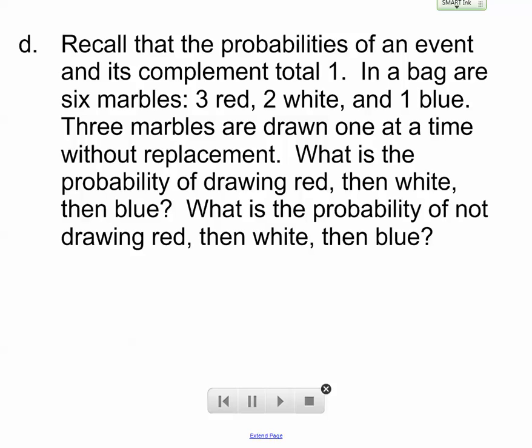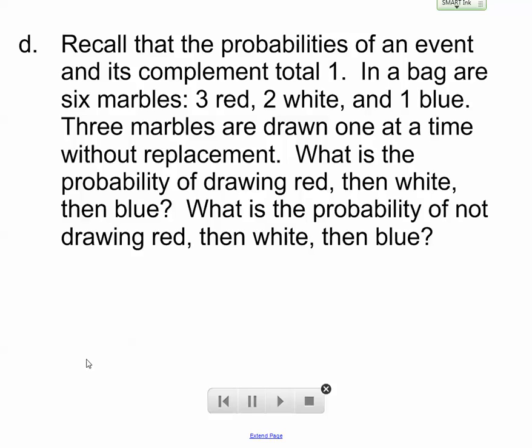Okay, recall that probabilities of an event and its complement total 1. So the probability of doing something and the probability of not doing something always add up to 1. You guys kind of know this. We've used that a lot with ratios too. In a bag are 6 marbles. We got 3 red, 2 white, and 1 blue. 3 marbles are drawn one at a time without replacement. That means we're not going to put them back into the bag each time. We're going to take one out and we're going to keep it out. What is the probability of drawing red, then white, then blue?